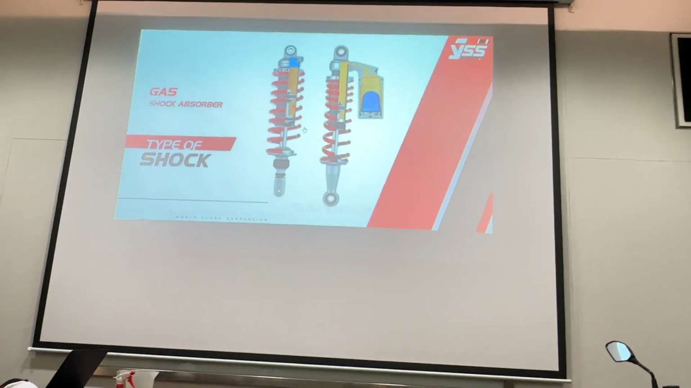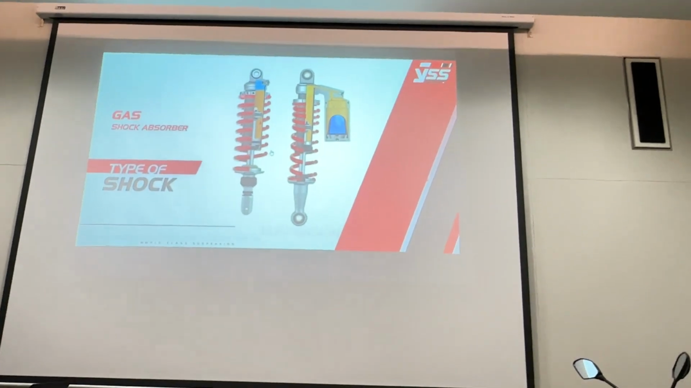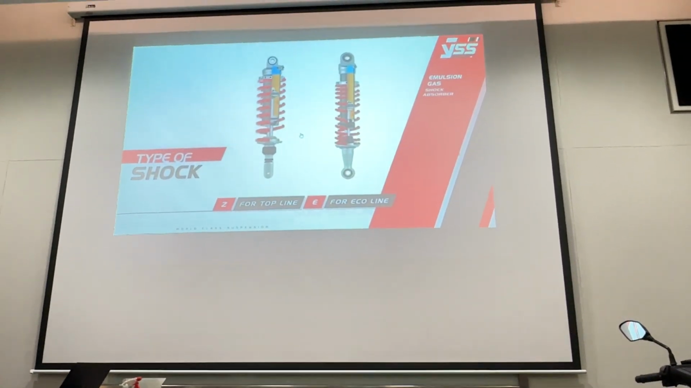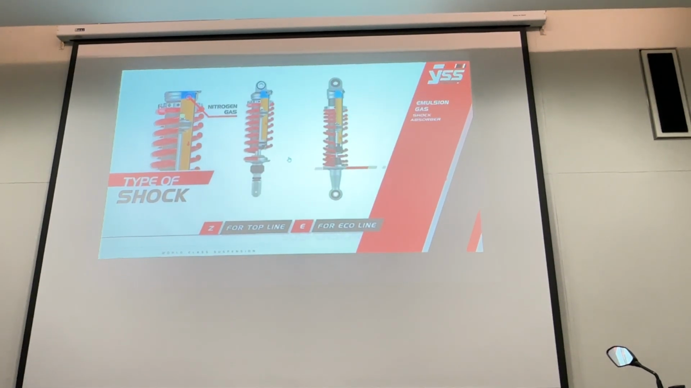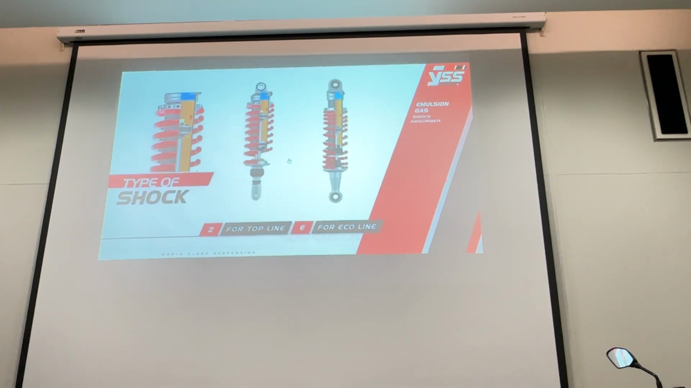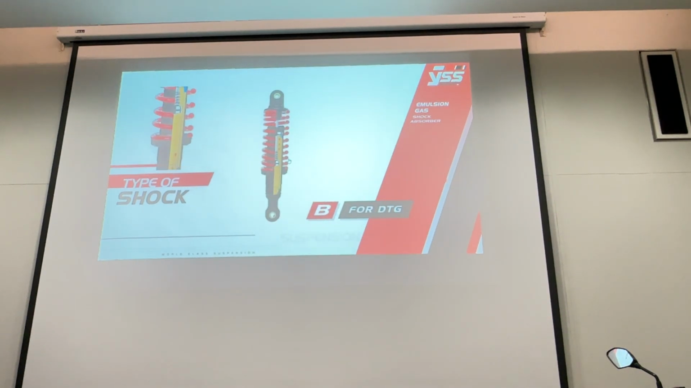2. Gas shock absorber is shock absorber which combines both hydraulic and nitrogen. It is divided into two types. 1. Emulsion gas shocks, Z in top line and E in eco line, are designed to combine the shock oil and nitrogen gas into a single mixture. Can only be installed upside down with feature of rebound adjustable only. Gas DTG or B. It is shock absorber which has double tube. The piston is in inner tube, while oil and gas are in outer tube.